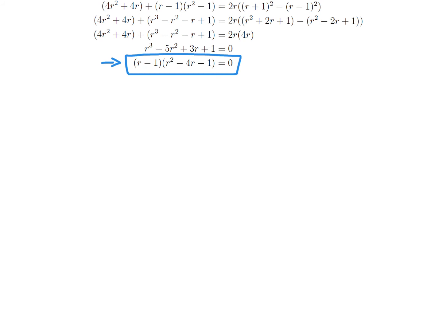And then R cannot be 1, so R equals 1 is not a solution because it represents the radius. So then we got to look at that. And that means r squared minus 4r minus 1 is 0. And when you do a quadratic, which I am sure you can do, you will find that r is equal to 2 plus root 5.